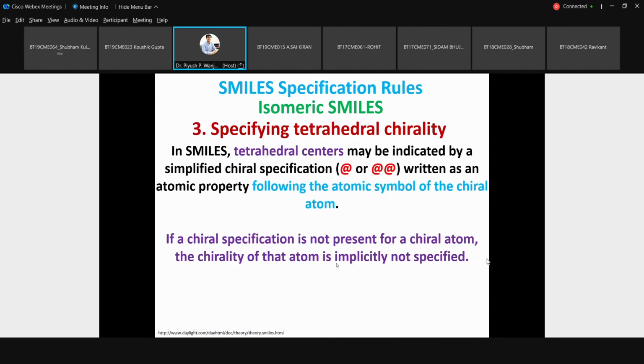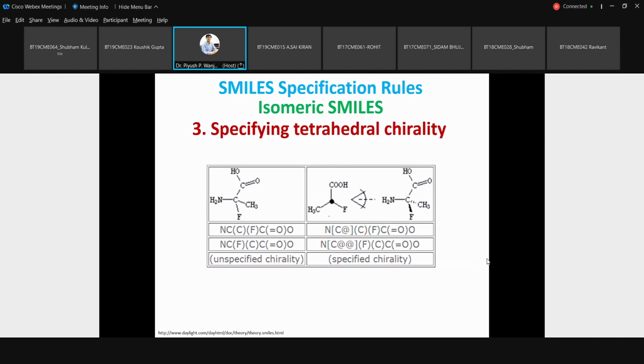So when you want to mention the symmetry, then you have to use some extra symbols. So this particular symbol they use is the @ symbol, or @@. So what is the meaning of this symbol? You have to consider this particular structure. Like the earlier structure I have represented in this form, but for chirality, it is very difficult to understand how they are actually arranged.